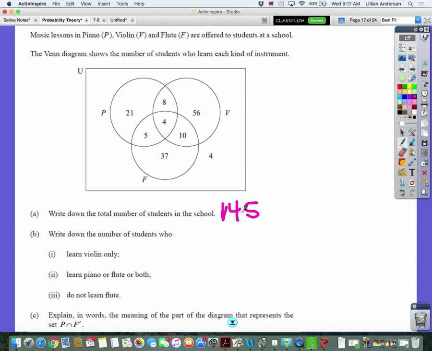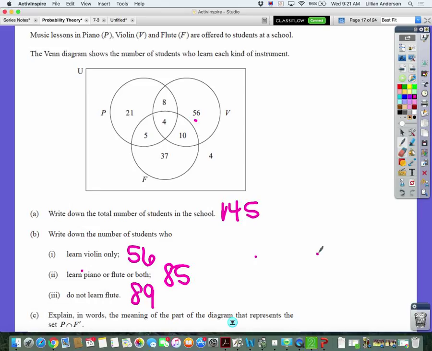Okay? So now you're going to write down the number of students who learn violin only. Well, the ones who do violin only are the 56. They're the ones that are only in the violin section, not shared by any other section. To learn the piano or the flute or both, well, you have the ones who do piano, you have the ones that do flute, or the ones that do both. And so you're going to add those up, which is 85. And then the ones who did not learn how to play the flute, that's everything outside of the flute circle. And so then that would be 89 students when you add up 21, 8, 56, and 9.